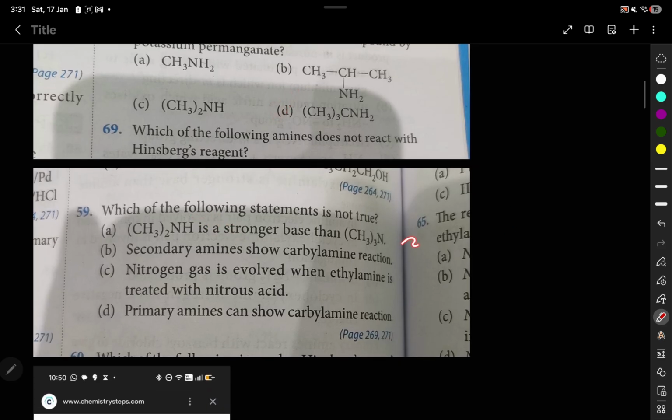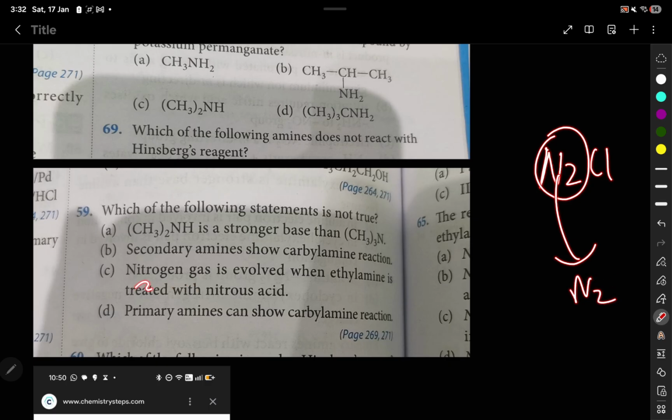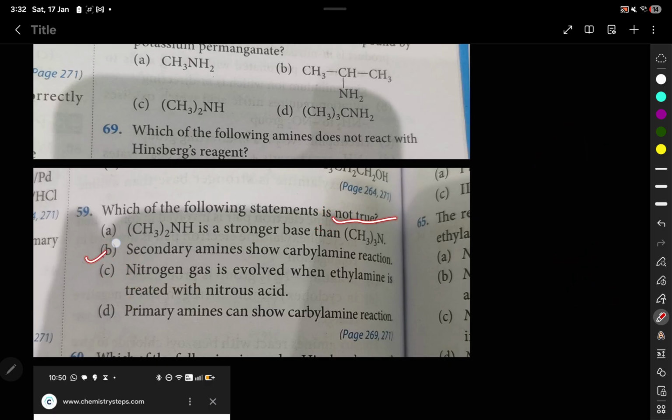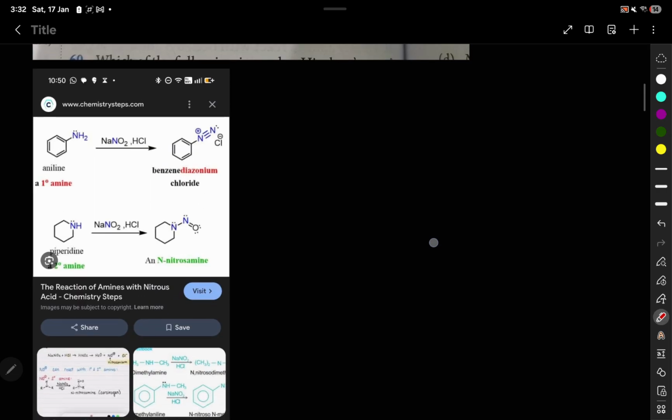Okay, which of the statements is not true? Yeah, this one is kind of obvious, but then actually option C is the one you have to be looking at. Nitrogen gas is evolved when ethylamine is treated with nitrous acid. As we guys know, it undergoes the diazonium reaction, NH2 to N2 plus and Cl minus, and when you treat it with water or dilute acid, the N2 part will cut, and it'll just form N2 gas. So yeah, that is true. So they're asking which is not true, so obviously it has to be B.